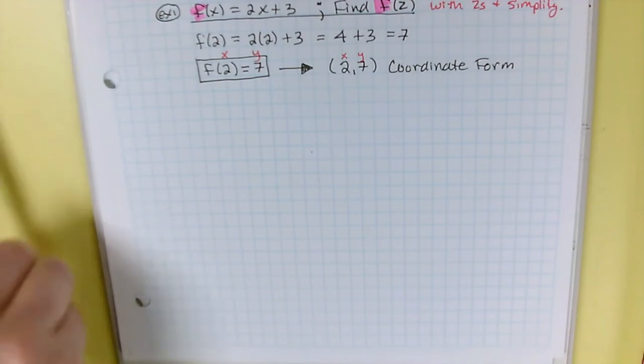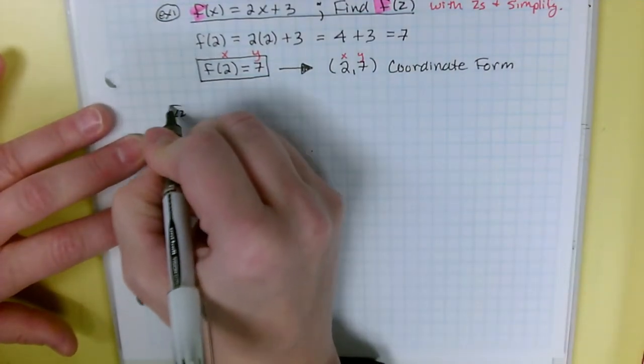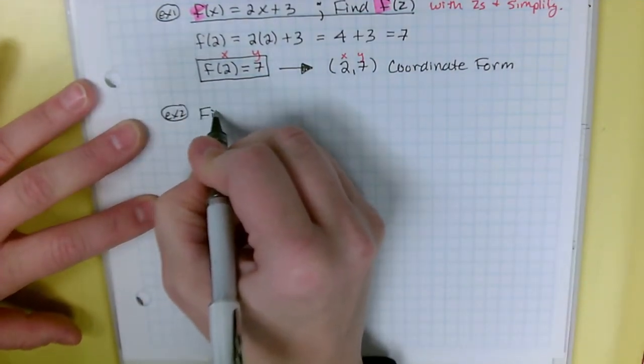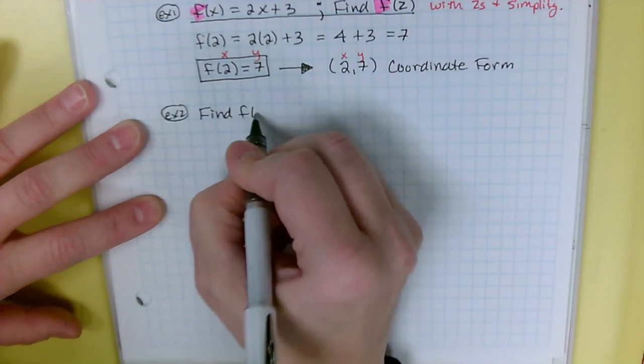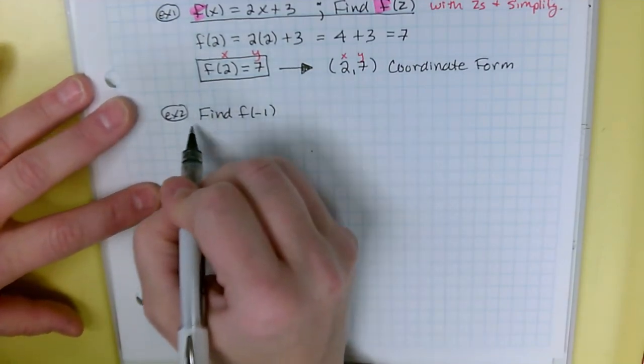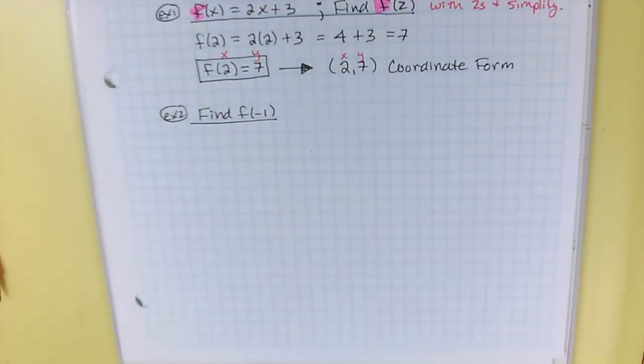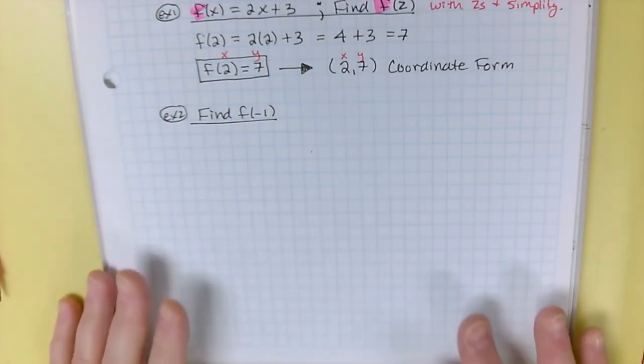All right, let's do another one. Example 2. Find f of negative 1. So I want you to actually do this one. Find f of negative 1.